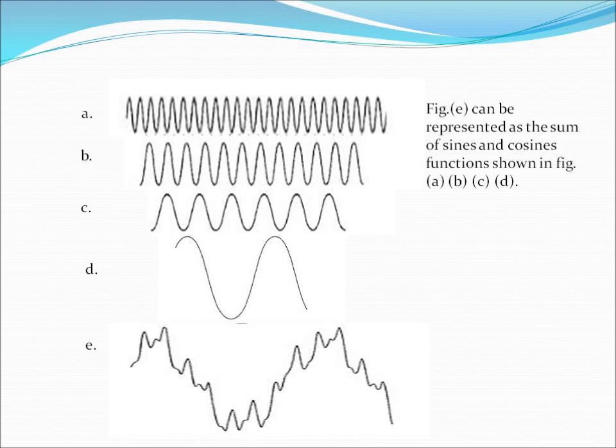We can understand the importance of Fourier series through the given example. Focus your attention on figure E. Can you write this function in mathematical form? The answer is maybe, but it will be a very difficult problem. This function can be easily written as the sum of the sine and cosine functions of the above four figures.